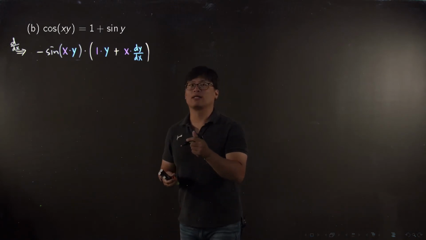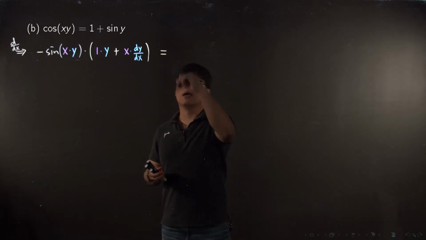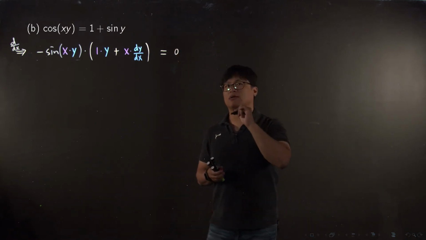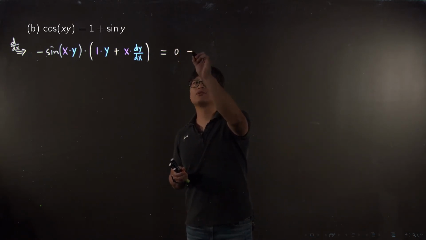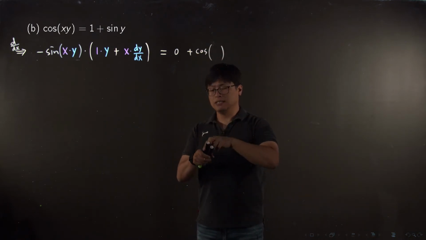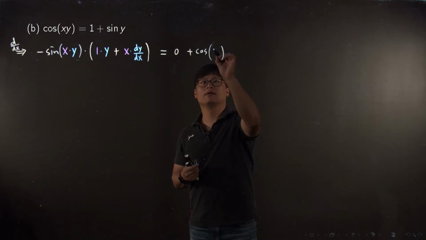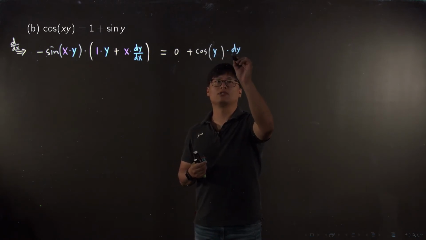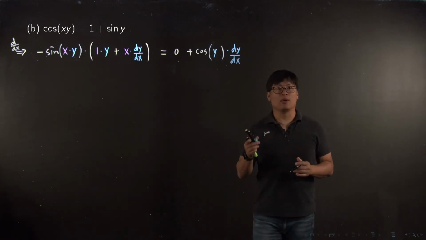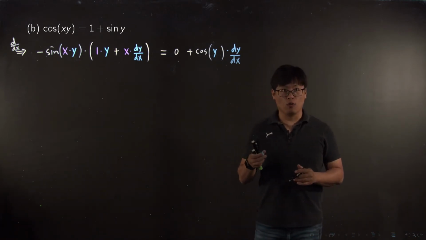Now let me move to the right-hand side. Here we go. Again, the constant prime, no matter what, equals 0. And the second part, sine y prime. Sine prime is cosine, but keep in mind there is another layer, which is y. Then you have to multiply by y prime, which is dy over dx. Almost there. We have to solve for dy over dx.